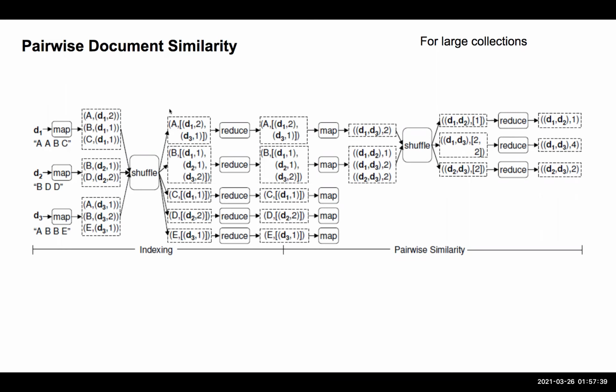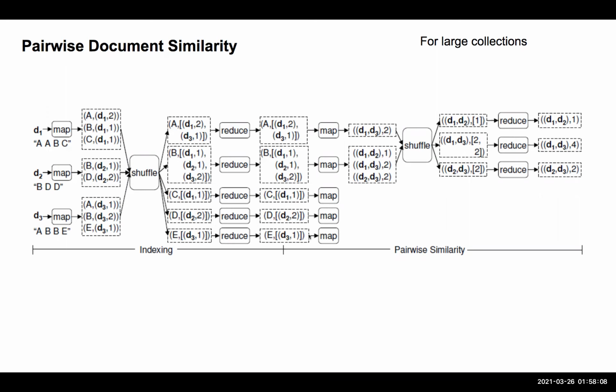Basically, you combine them by unique term. For example, A has two A's from document 1 and one from document 3. There are similar procedures for the other terms. So this is basically the indexing step.